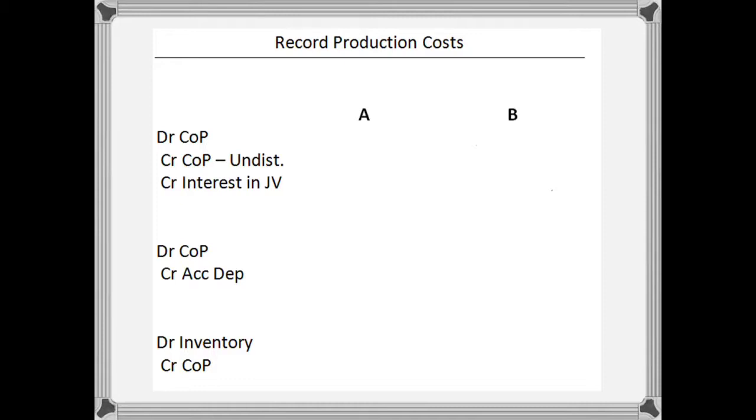So the first thing to do is debit cost of production. You can have separate accounts for the different types of cost of production, wages, electricity, gas, whatever it happens to be. But the cost of production overall will actually disappear. So if you want to put them all into one account, that works too. But what we show here is A and B's share of cost of production. A has 40%, B has 60% of that $500,000.